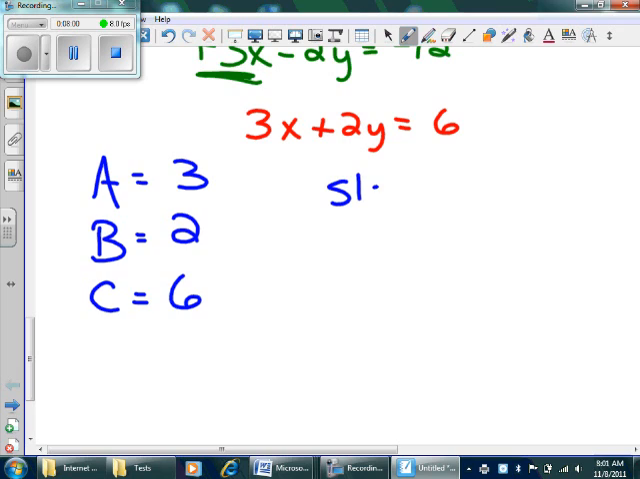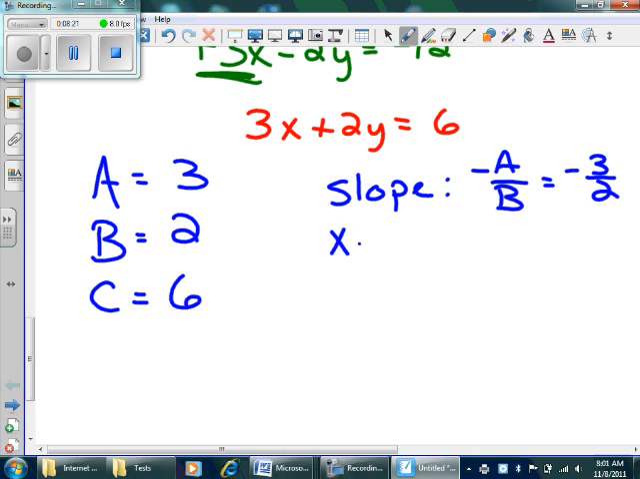I can find the slope by doing -A over B. -A over B is the slope if I'm in standard form. That means the slope of this red equation would be -3 over 2. Look at that. I almost did nothing, and I know the slope.